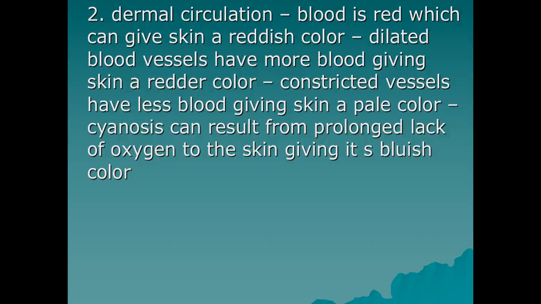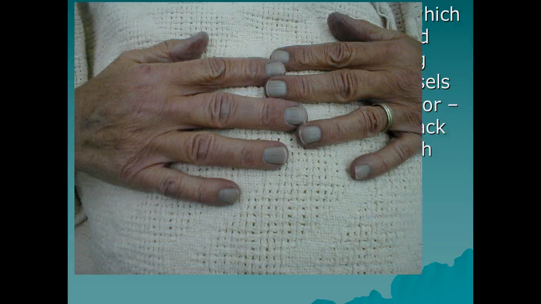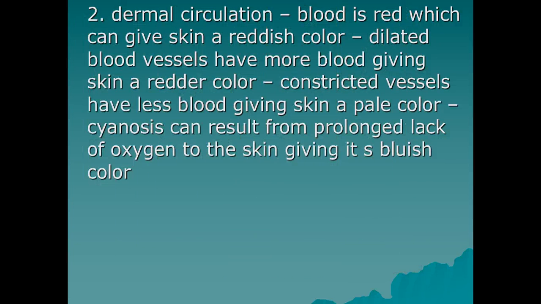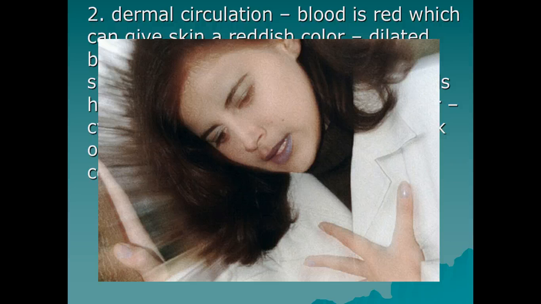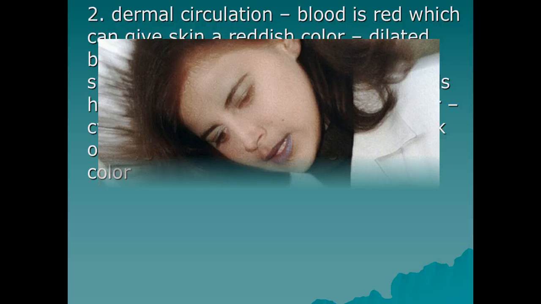Extreme cases is called cyanosis. Cyanosis is essentially the bluing of the skin due to prolonged deprivation of oxygen. It's not the same as turning a pale color. This would be cyanosis due to lack of oxygen. Also, the bluing of the lips, lack of oxygen, is a sign of choking.